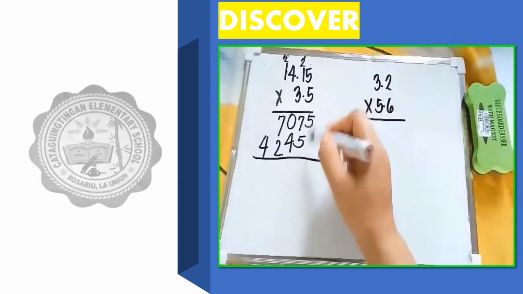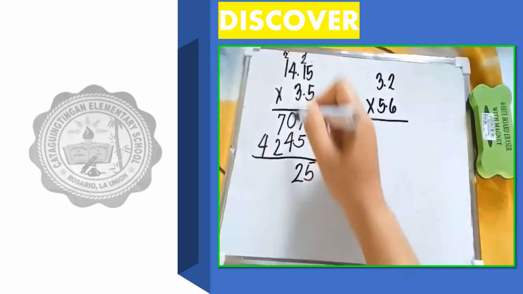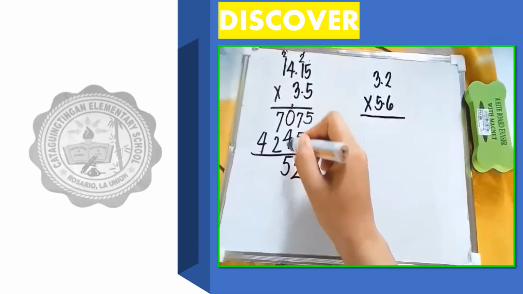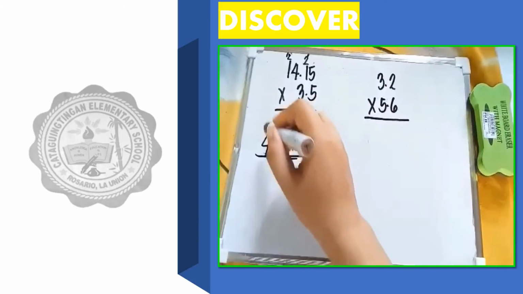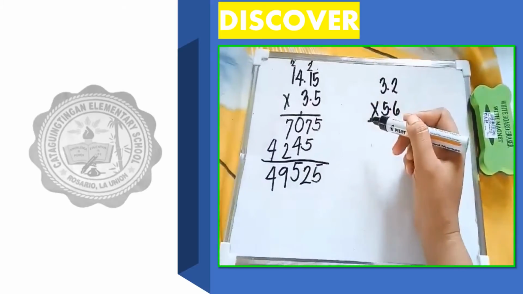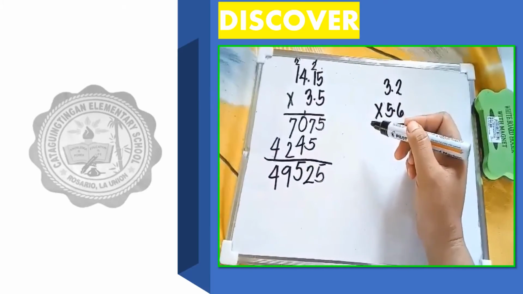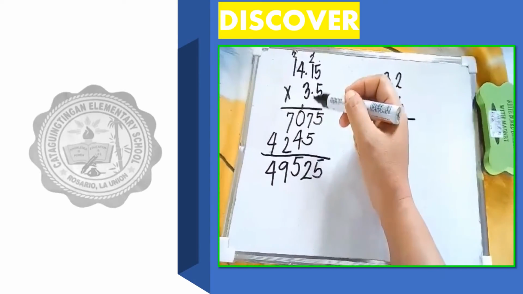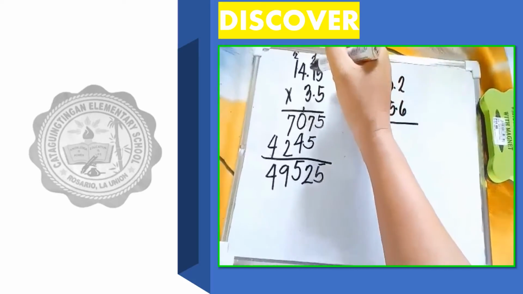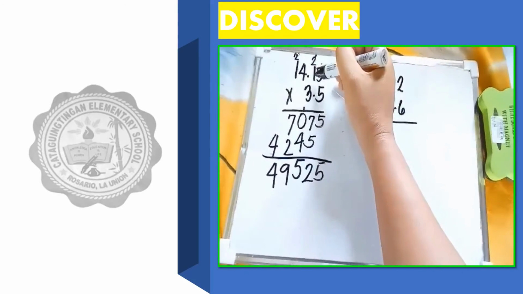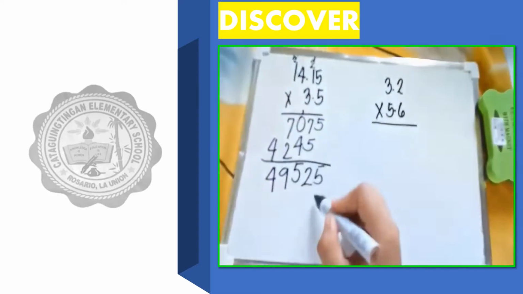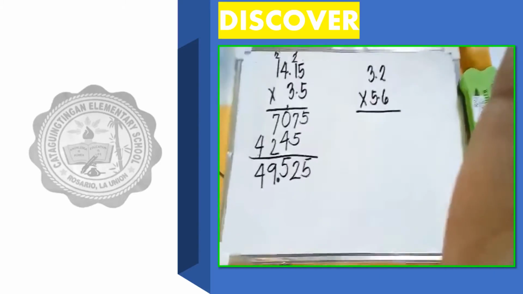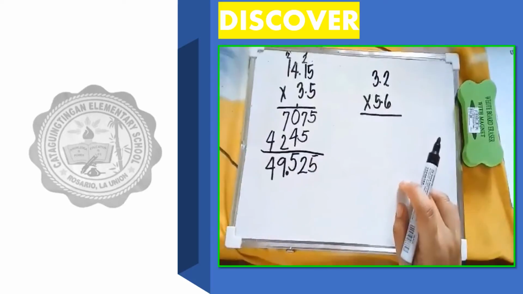So, 5, 7 plus 5 is 12. 1 lagay natin doon. 1 plus 0 is 1 plus 4 is 5. Then, 7 plus 2 is 9. Then, 4. Let us count the decimal places. Yung decimal places, write numbers bago yung decimal point. So, 1, 2, 3. So, how many decimal places bago yung decimal point? 3. So, 1, 2, 3. Dito natin ilalagay yung decimal point. Okay, naintindihan? Let us proceed to example number 2.